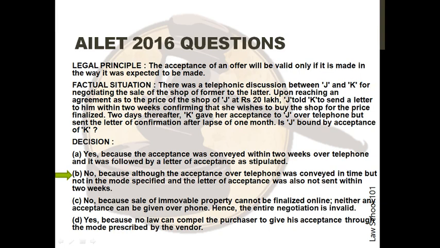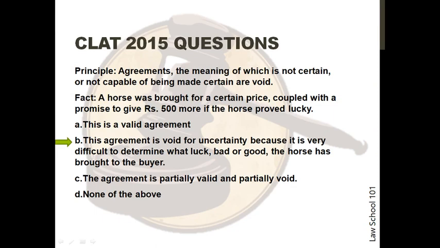Now we move on to CLAT 2015 questions. The first question is, principle, agreements the meaning of which is not certain or not capable of being made certain are void. The facts are, a horse was bought for a certain price coupled with a promise to give rupees 500 more if the horse proved lucky. The answer options are A. This is a valid agreement.